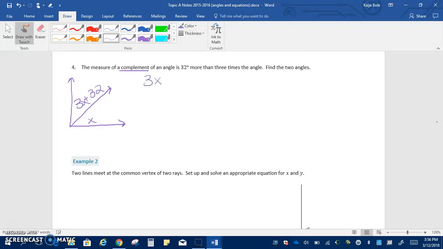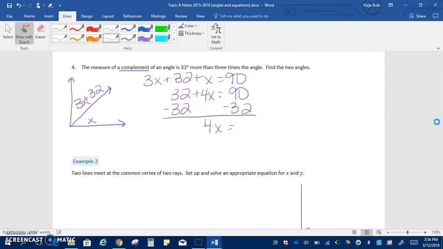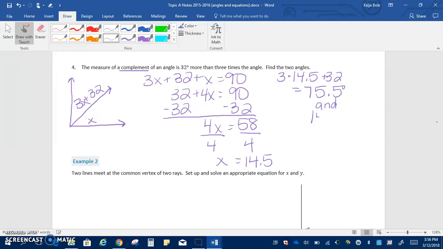Now I add them up, 3x plus 32 plus x equals 90. I combine like terms, so I have 32 plus 4x equals 90. I subtract 32 on both sides, and I get 4x equals 58. Divide by 4, and I get x equals 14.5. So now I have to plug that in to get that bigger angle. So 3 times 14.5 plus 32 equals 75.5 degrees, and then the other angle would just be 14.5 degrees.